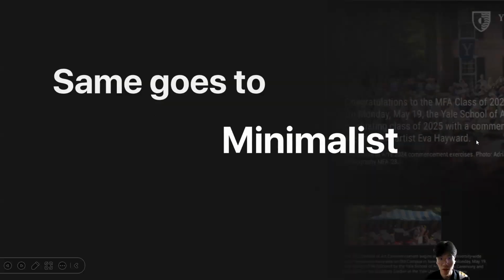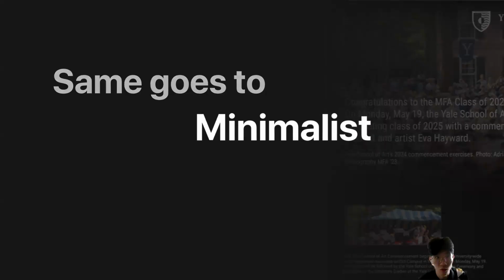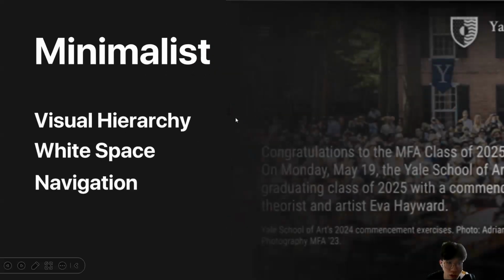My name is Leo Jason. So same goes for our minimalist website design. For this website design, we use 3 visual compositions, which are visual hierarchy, white space, and the navigation.